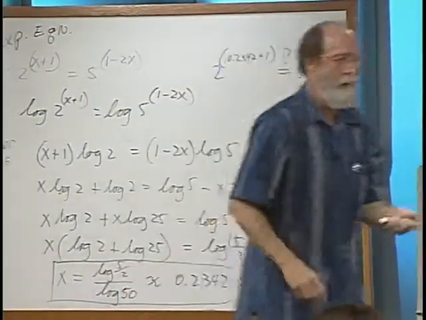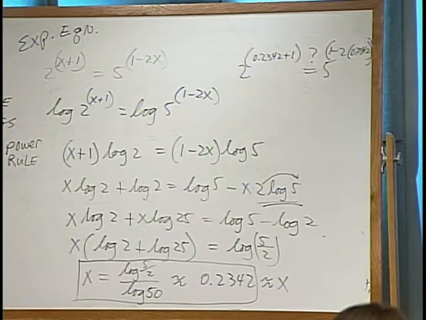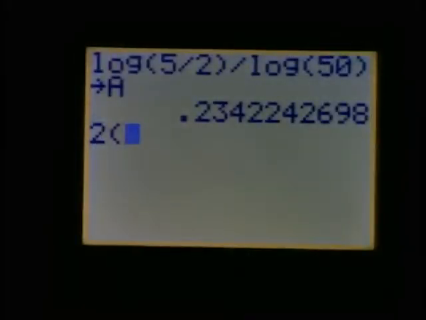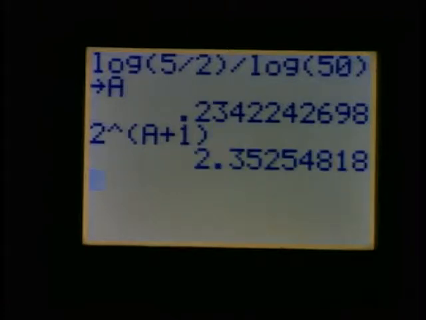Now I'll do that on the calculator. 2 raised to the alpha A plus 1. Here's that value. And then I'm going to take the other side, 5 raised to the 1 minus 2 times alpha A.